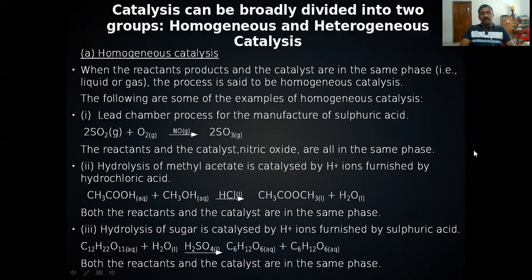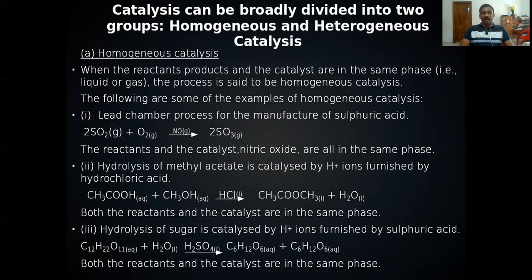Another example: CH3COOH plus CH3OH gives CH3COOCH3 plus H2O in presence of HCl. Here if you analyze, you can see CH3COOH is in aqueous solution, which is in liquid state. CH3OH is also in aqueous solution, in liquid state. HCl is a liquid. CH3COOCH3 is also a liquid. H2O is a liquid. So all are in liquid state.